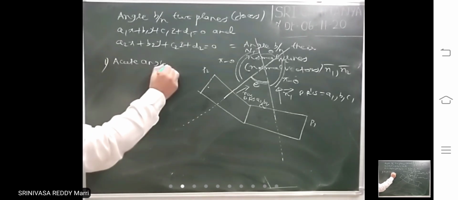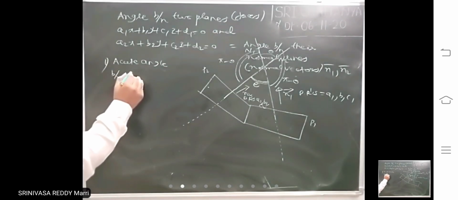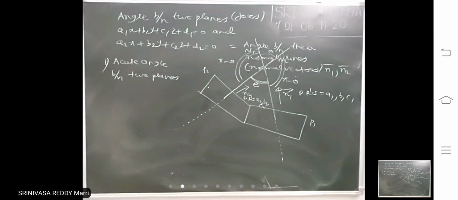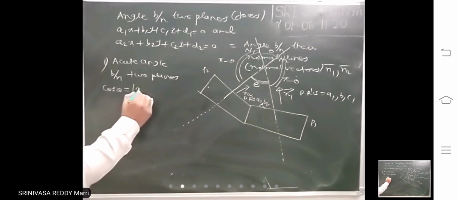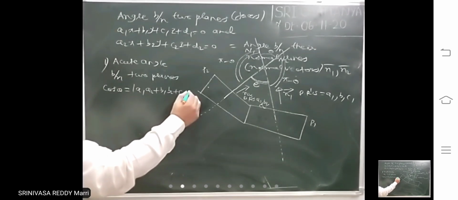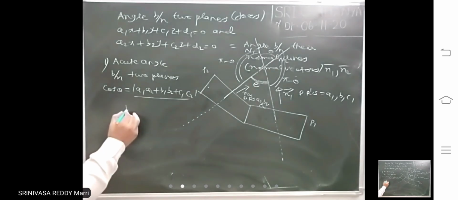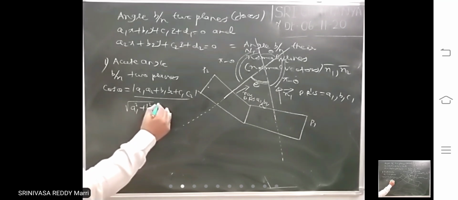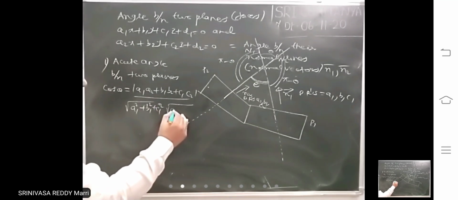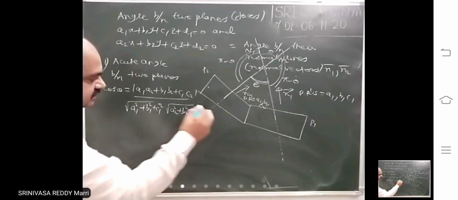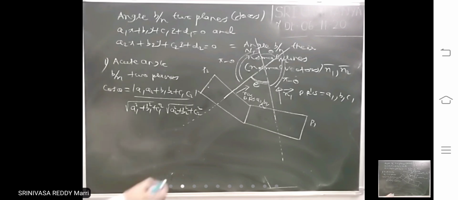Number 1, the acute angle between two planes. The formula is the same as for two lines: cos theta equals modulus of A1 A2 plus B1 B2 plus C1 C2, divided by root of A1 square plus B1 square plus C1 square, into root of A2 square plus B2 square plus C2 square. This is the formula.